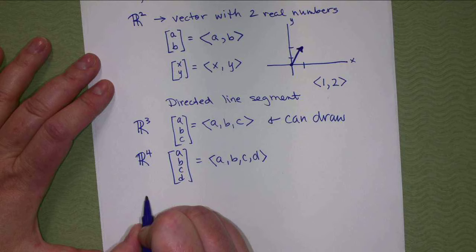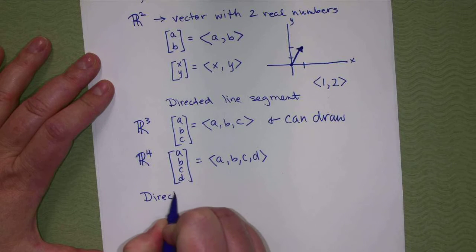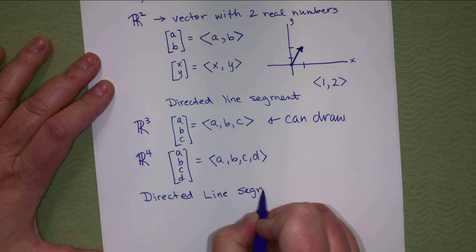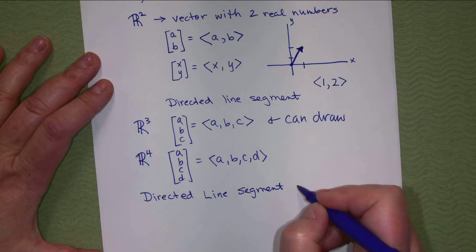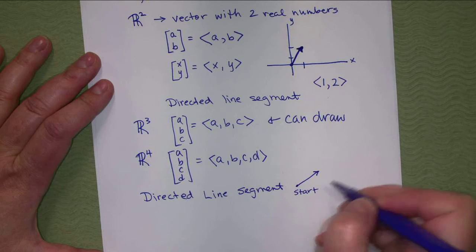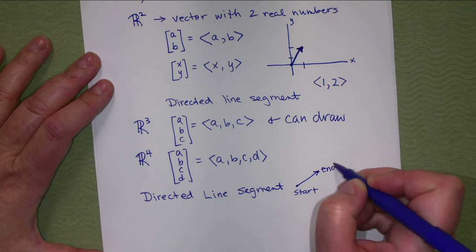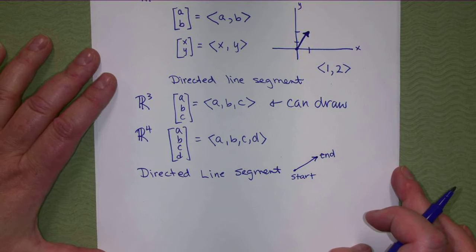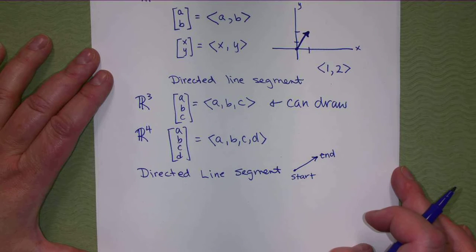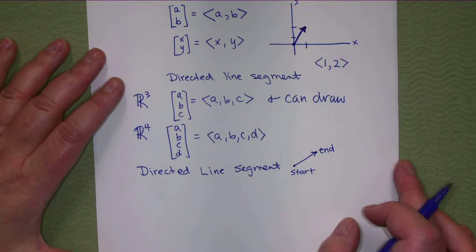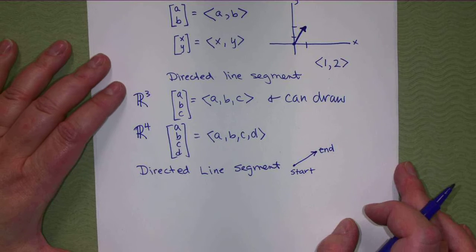So a directed line segment has a start point and an end point. The arrow points to the end. Okay, that's important because if you put the arrow the other way, it's a different vector. So the direction it points, which side the arrow's on, is important, and how steep it is, and it has both a beginning point and an end point.